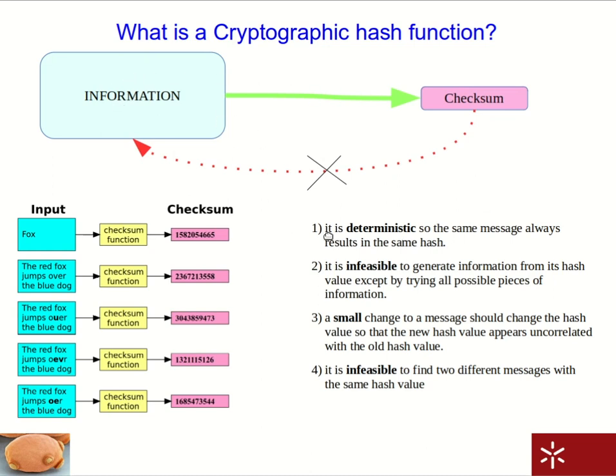So it's deterministic. We have some properties. That means that one piece of information always gives the same checksum. It's not possible to go back. This is infeasible, the second point here. And a small information change: we can have a very big amount of information here, and we change a small part of it. This checksum should be very different. And lastly, if we have two pieces of information that are different, they should never get the same checksum.